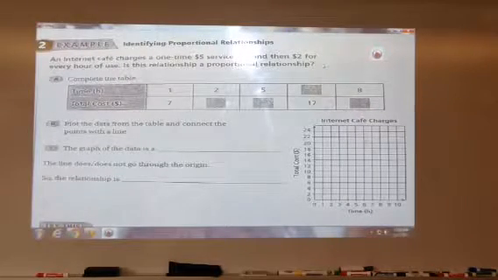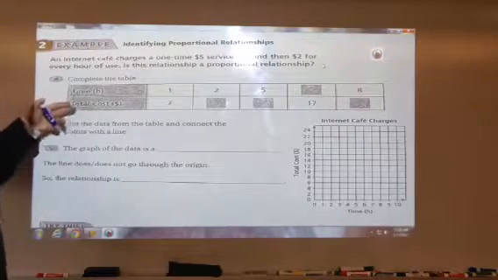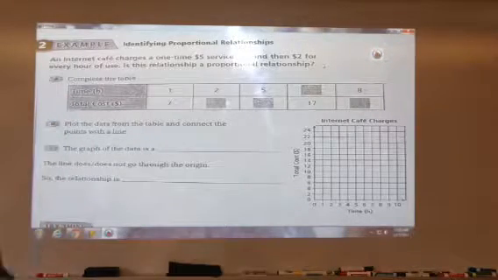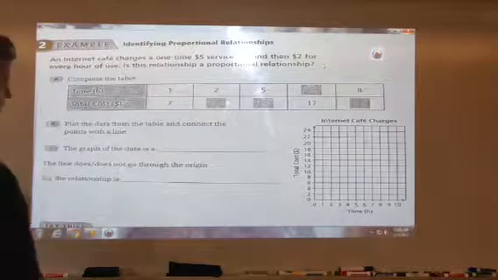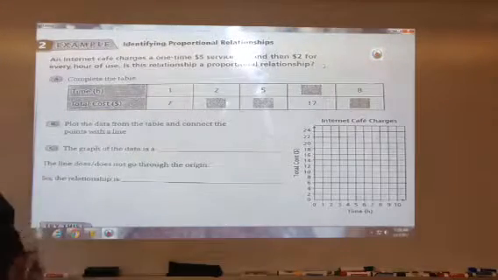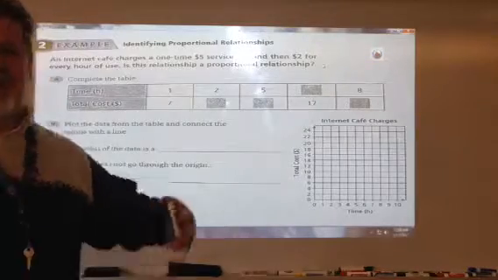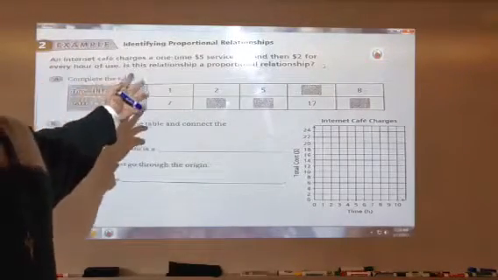Okay, so today we're going to keep talking about how we're identifying whether or not a relationship between two things is proportional or not. Now this is an example that I have a little bit of a problem with, because it doesn't really relate to you guys, because we don't have these kind of things anymore.